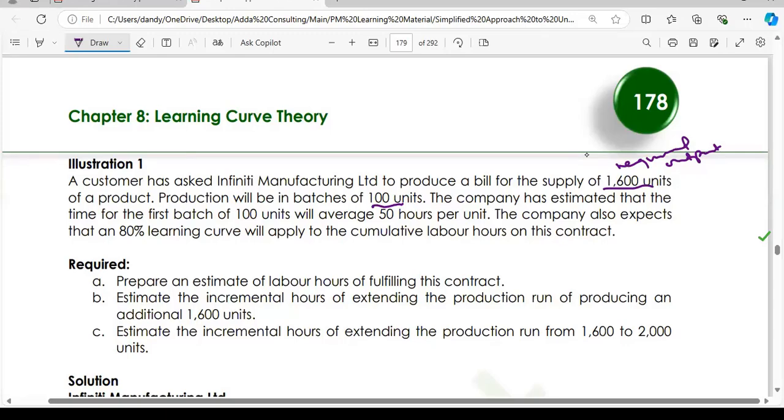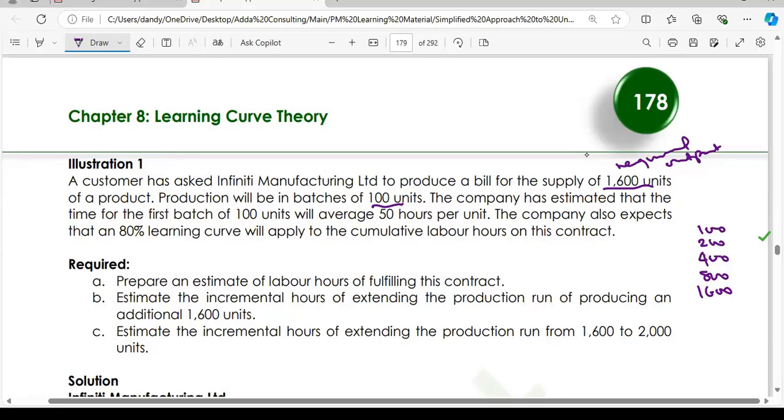How do I do that? The first one is 100. 100 will be doubled to 200. 200 will be doubled to 400. 400 will double to 800. 800 will double to 1,600. That means I can double 100 to make up 1,600. So in this case, I can use the tabular method.